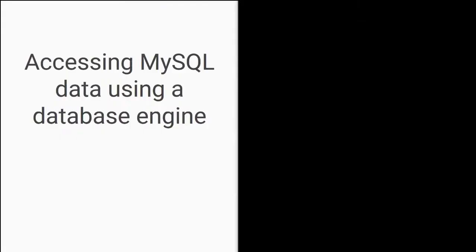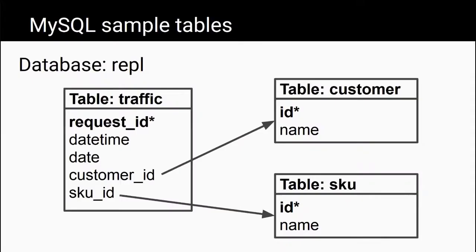So what I'm going to do now is go into four examples of different ways that you can talk to databases. I'm just going to show you how to set it up. The first one, and this is one of my favorites, is to access MySQL data using a database engine. Let's imagine that we have a database out in MySQL with three tables in it. The database is called REPL, and it has a traffic table, a customer table, and a SKU table. These are completely inside MySQL.